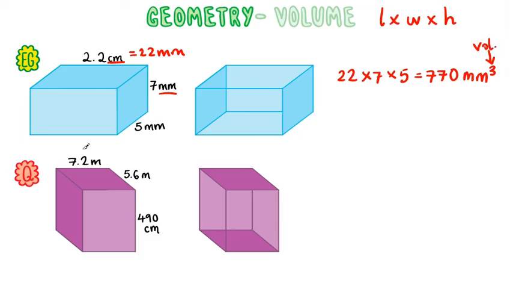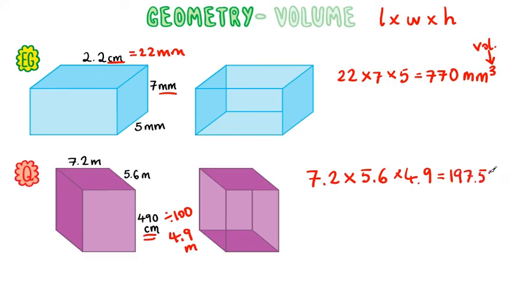Okay, pause and try the next question yourself. Ready? This time we've got some meters just to mix things up, but this one's in centimeters. So we need to turn centimeters into meters. There are 100 centimeters in a meter, so we need to divide by 100 to get our units in meters, which is just going to be 4.9 meters. And then we can multiply our 3 numbers together. 7.2 times 5.6 times 4.9. And on our calculator, that gives us 197.568, a long number. And that is meters cubed.